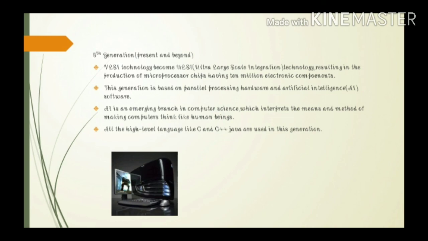Artificial intelligence is an emerging branch in computer science which interprets the means and methods of making computers think like human beings. All the high-level languages like C, C++ and Java are used in this generation.